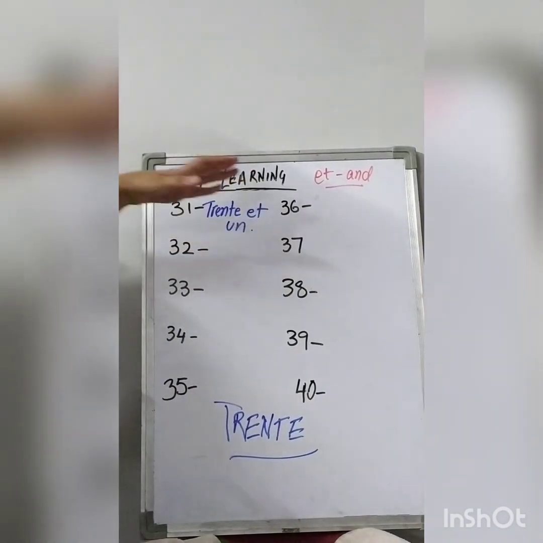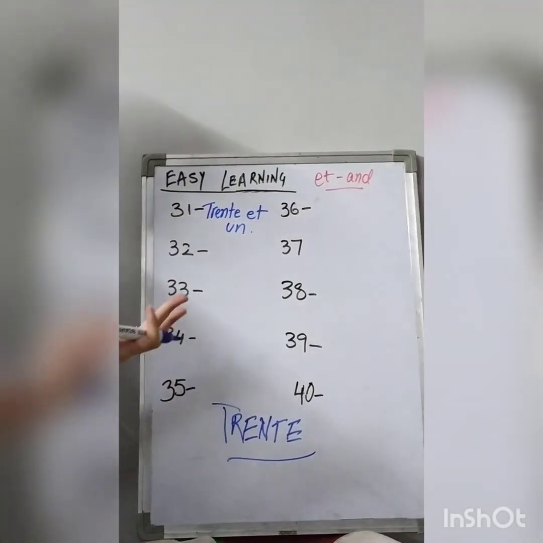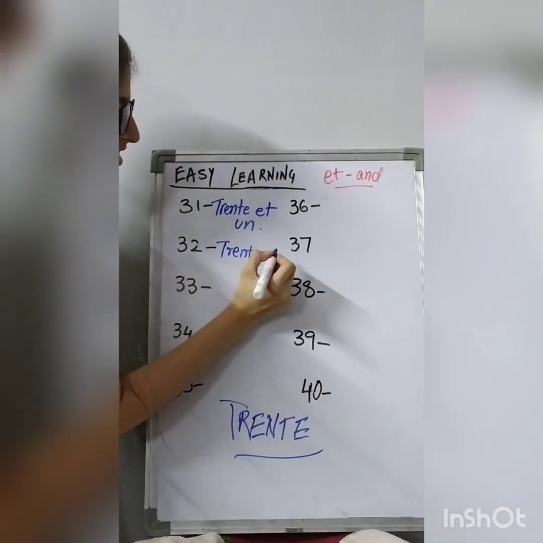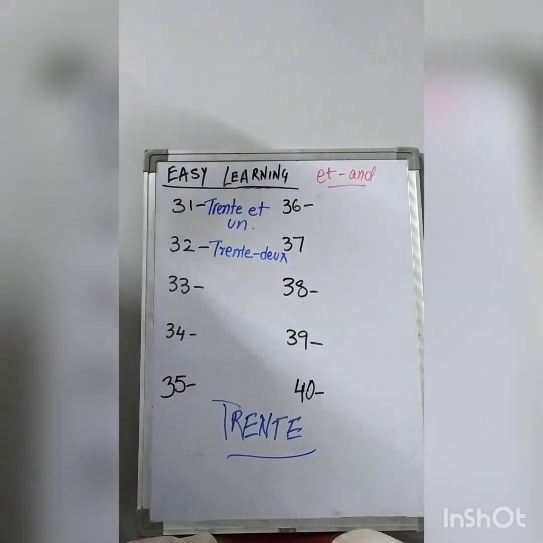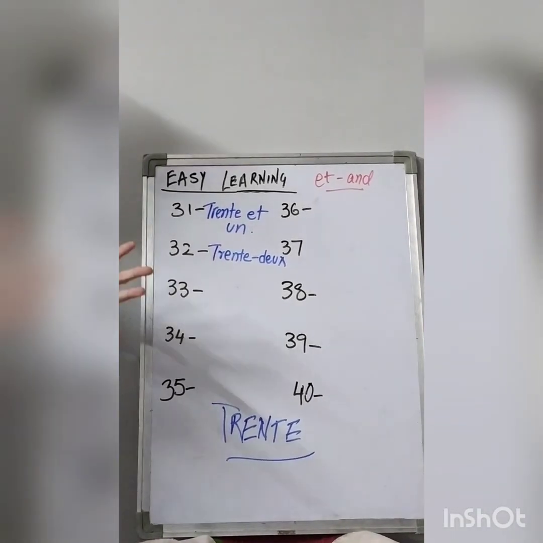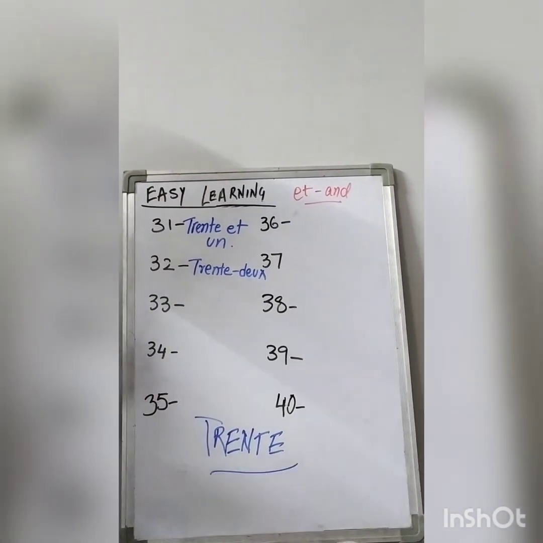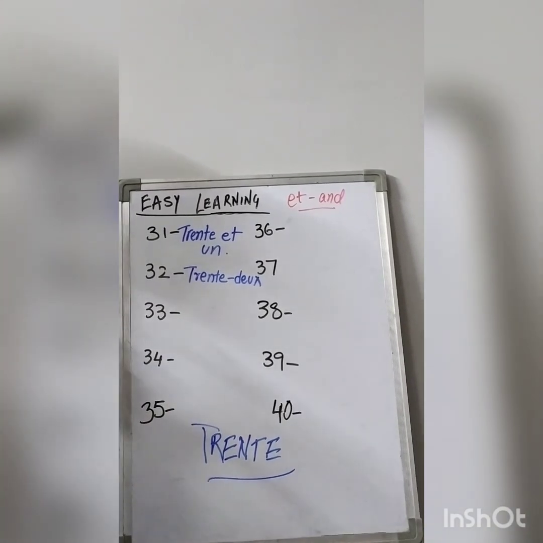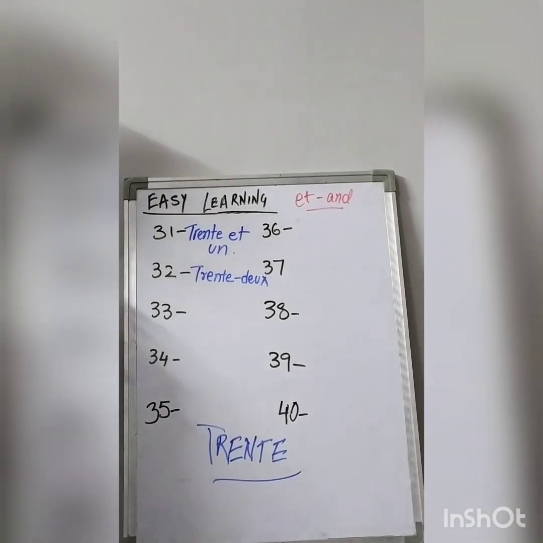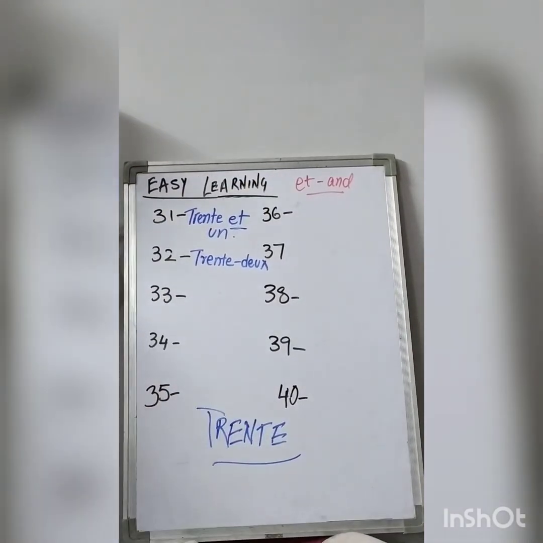So, next, 32. It's again very similar. It is T-R-E-N-T-E with a hyphen. Now, in all the numbers till 60 and 70, we write ET after the first digit of that series. For example, 31, 21, and you have 41, 51, 61. So, all of them will have ET in the first number of the series. Alright?